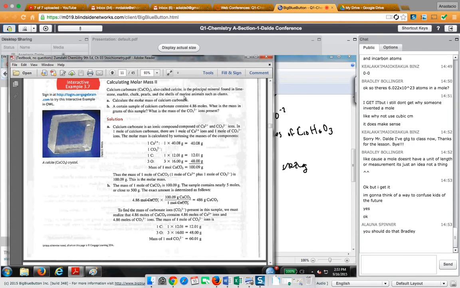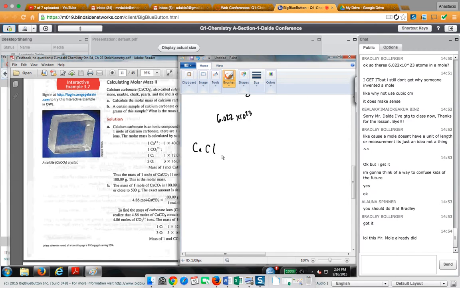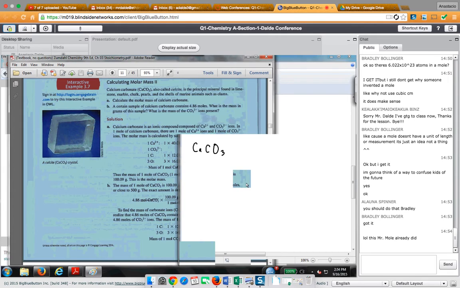Calcite. I actually have some calcite over here. It's CaCO3. A certain amount of calcite contains 4.86 moles. What is the mass of this in grams? Okay. So, if I have calcite, which is CaCO3, and I have exactly 4.86 moles.